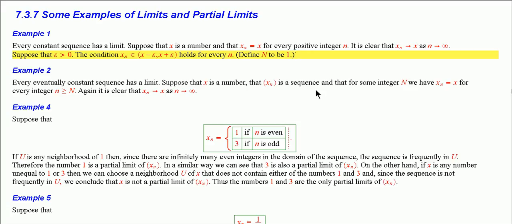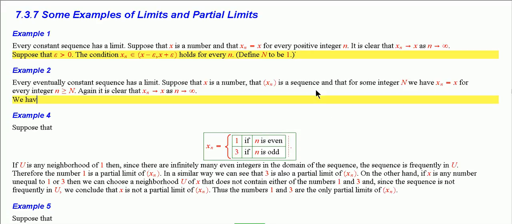Well, haven't we been told that sequence xn is eventually in singleton x? Huh? Right? In the previous problem, sequence xn was always in singleton x, you see. Now it's eventually in, right?